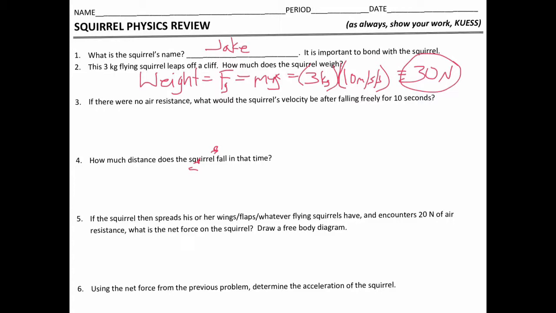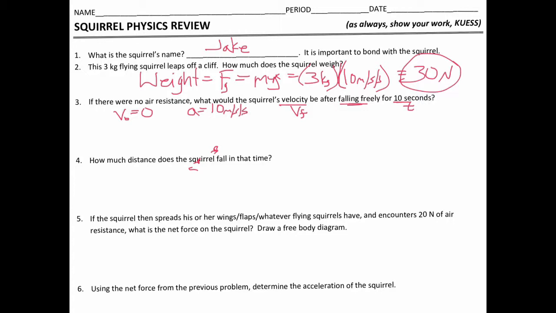There is no air resistance. What would the squirrel's velocity be after falling freely for 10 seconds? Alright, that's my time. Falling freely means there's no air resistance. And I want to know the velocity after that time, so that's the final velocity. Alright, so he jumps off. That initial velocity is 0. And it's falling, so I know my acceleration is, again, 10 meters per second squared.